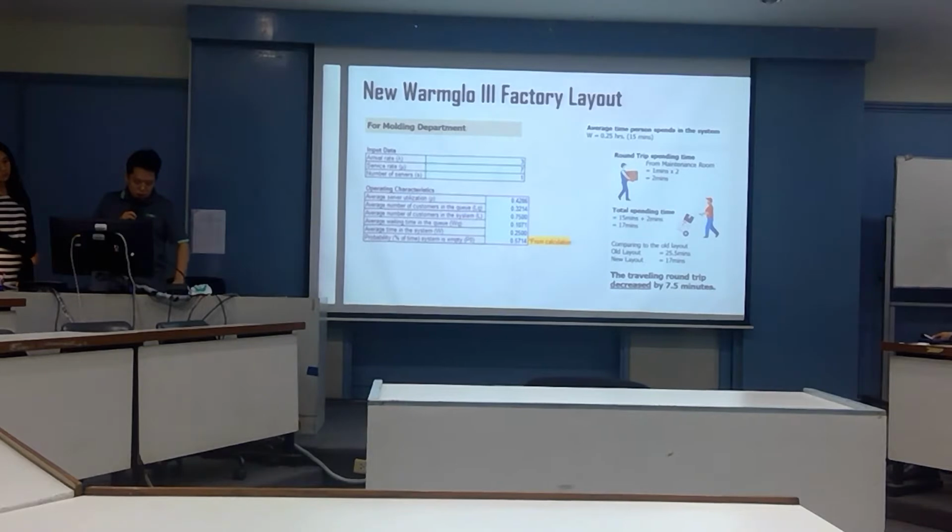Next is the molding department. The average time a person spends in the system is around 15 minutes, and the round trip time from the maintenance room is 2 minutes. So the total time spent is equal to 17 minutes. And if we compare to the old layout, the round trip time is decreased by 7.5 minutes.